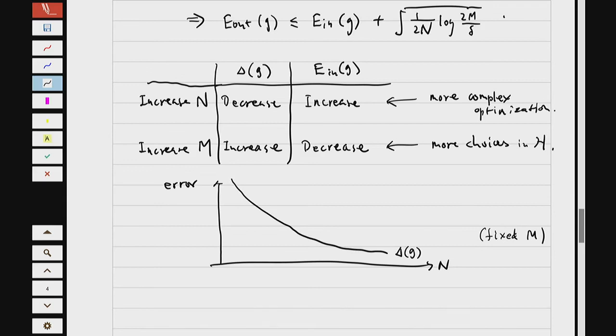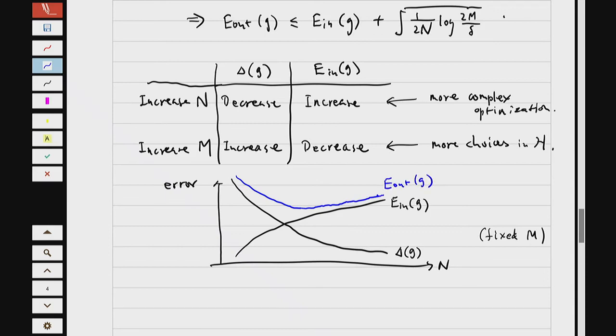But then your training gets more difficult, so your E-in increases. Training error increases. But the test error is roughly a sum of these two, right? It's upper bounded by the sum of these two. So the test error in general looks like there's a dip, right? It initially decreases, but then the E-in part dominates, so you could pick up again, right? So therefore, this one would be your E-out.